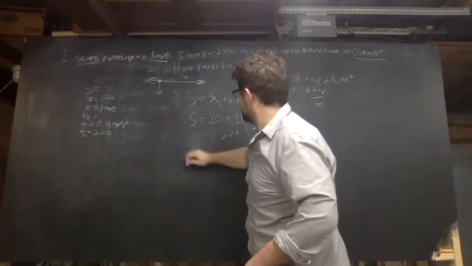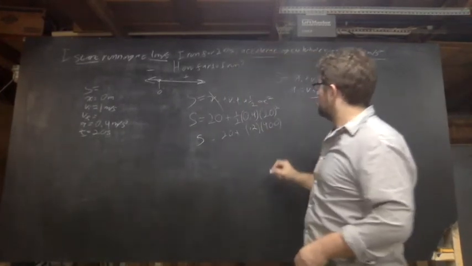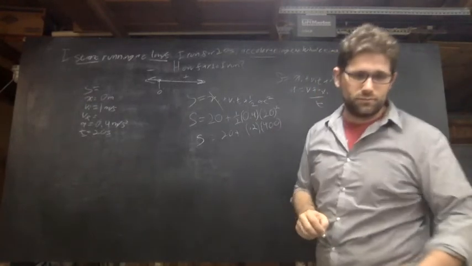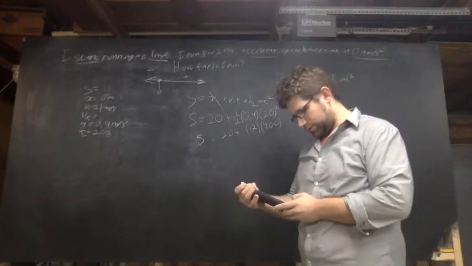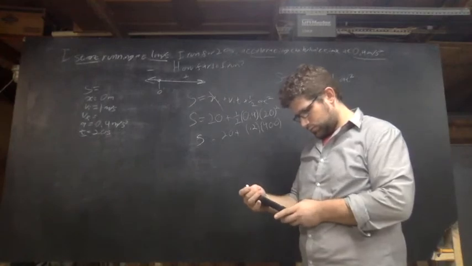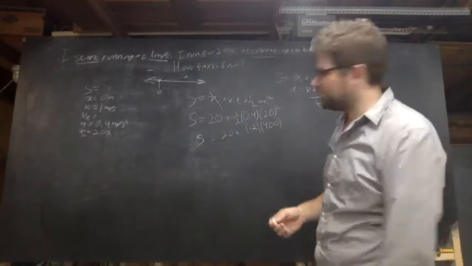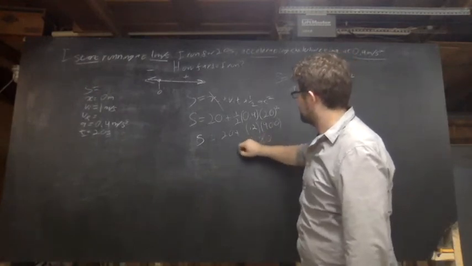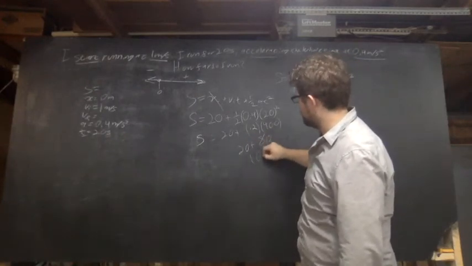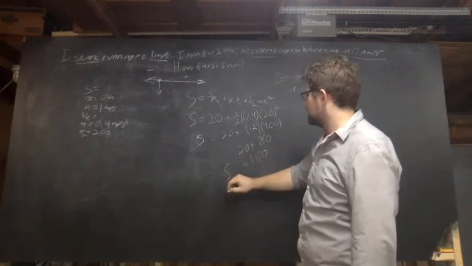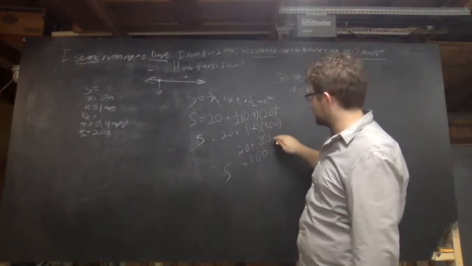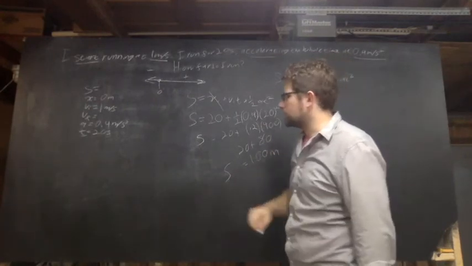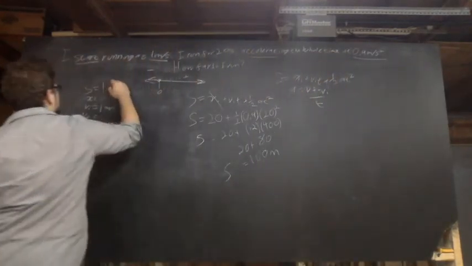So, what's s? 0.2 times 400, I want to say that's actually 80. That's why I use a calculator. It's going to be 100 meters. So, 0.2 times 400 is 80, plus 20 is 100. That's 100 meters. So let's go ahead and put that back in our value list.